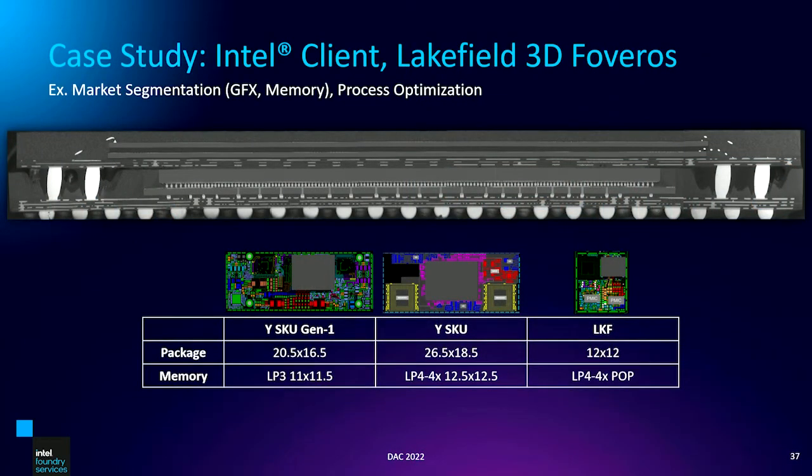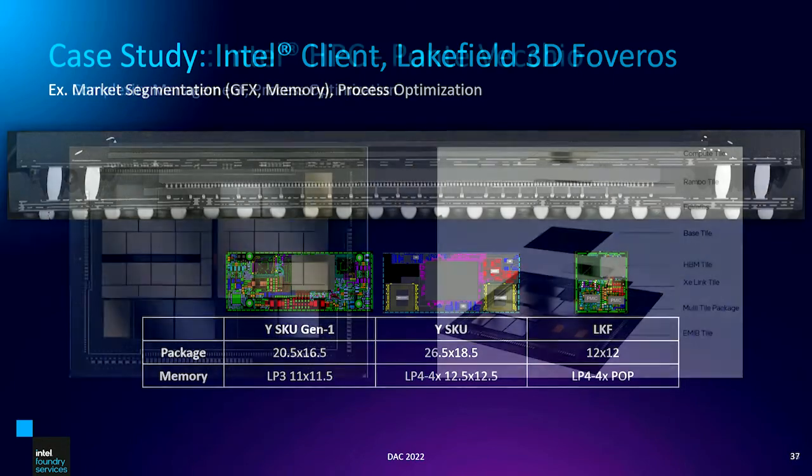So this Lakefield 3D Foveros is an example of where you segment the market with chiplets. This enables us to put different graphics processing in different SKUs of the market. For example, an Ultrabook, a gaming laptop, or a desktop all have different graphics needs. It also enables us to do different memory technologies. Some people may want LPDDR, some people may want DDR4, DDR5, you name it. So for example, in the case of mobile, obviously you want LP5. In the case of a desktop, maybe you want D4 or D5. So you can segment your market that way.